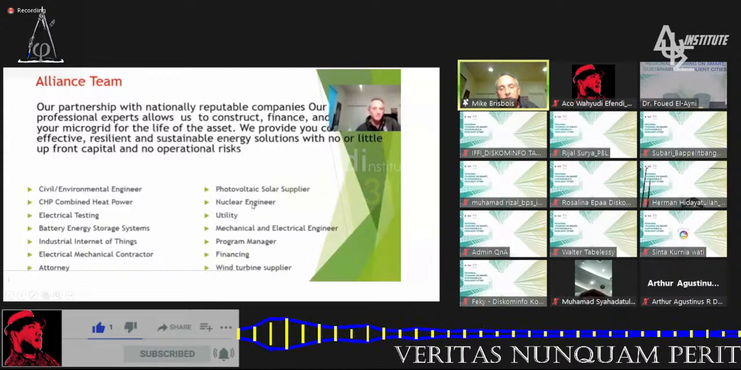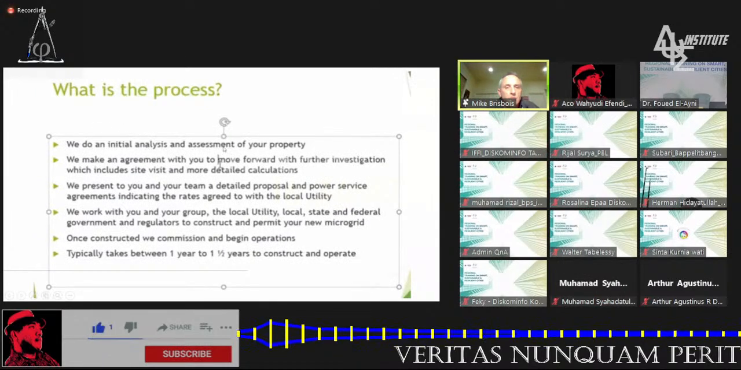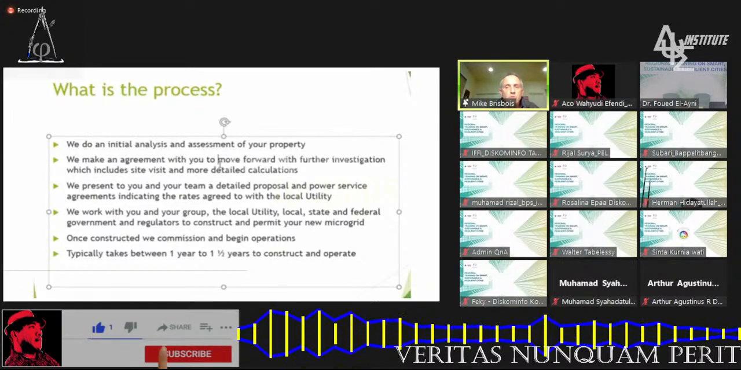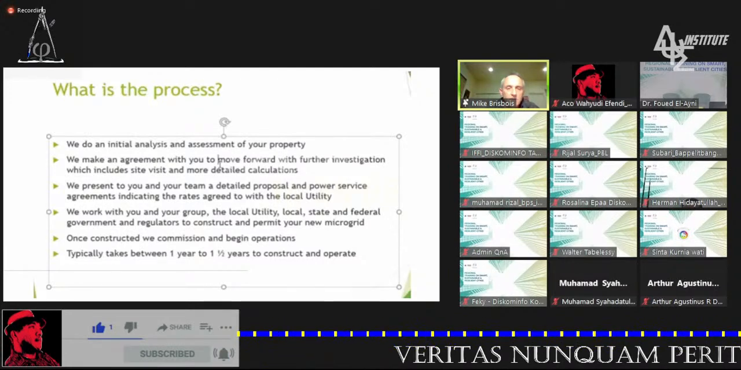Contractor, financing, program manager. So we come in, we partner with experts to get you that sustainable, resilient microgrid. The process, like I mentioned, I think we talked about this already. Typically, it takes 1 to 1.5 years to construct for a facility like a college. Like I mentioned, Alpha Structure does these huge airports. They've come in and put on solar fields of arrays.